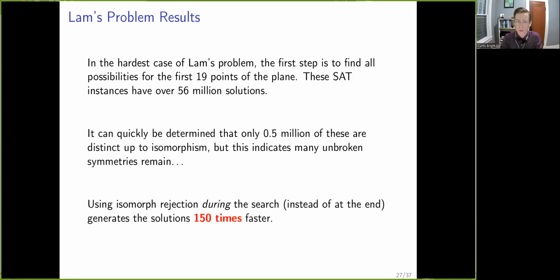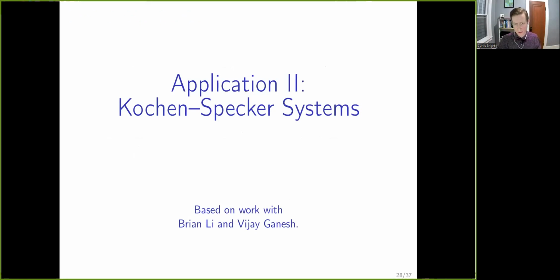Now, there is a cost to pay, right? You do have the overhead of calling the CAS, storing the recorded objects, and doing the lookup, but the numbers speak for themselves. It was 150 times faster to do it with the isomorphism rejection with recorded objects rather than wait until the very end. So it was a nice application of taking the recorded objects method from symbolic computation and adding it to the techniques of the SAT community.